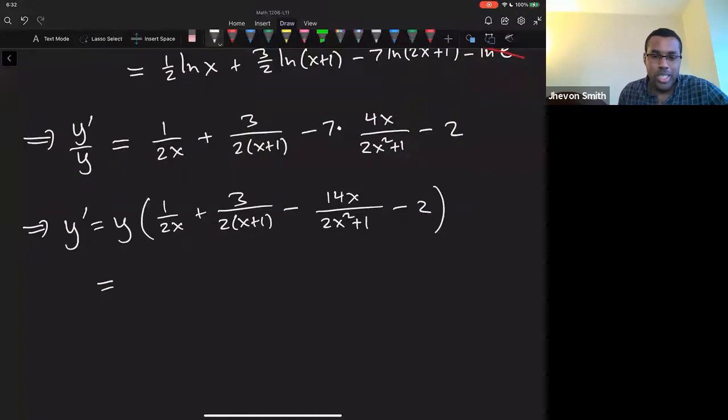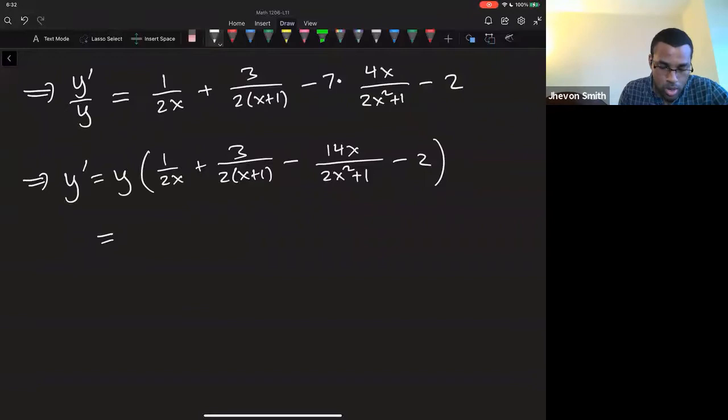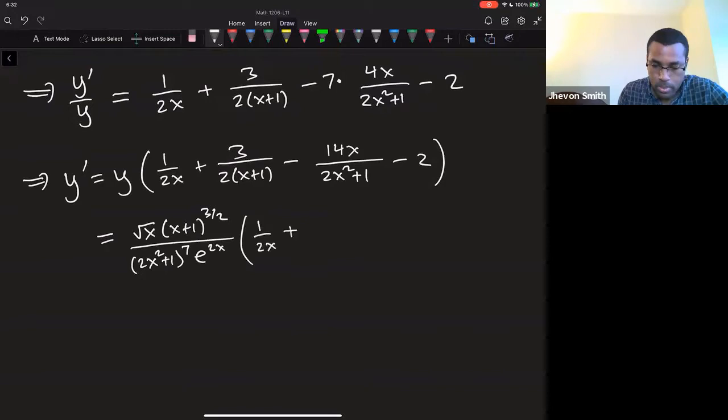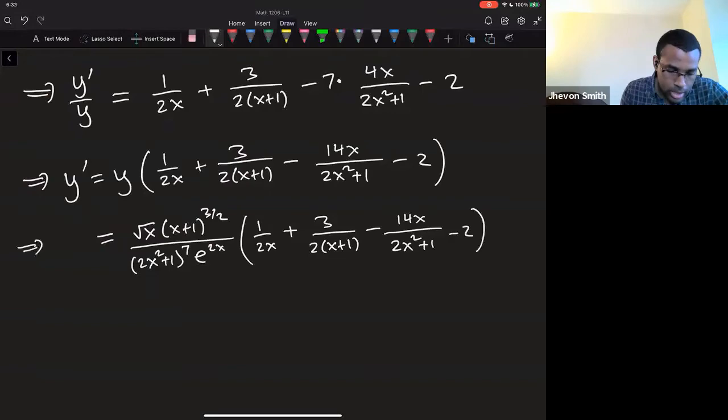So the y was radical x plus 1 to the 3 over 2 over 2x squared plus 1 to the 7th e to the 2x, and then I multiply by all of this. And that's my derivative.